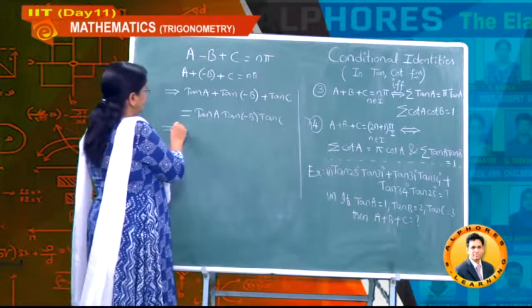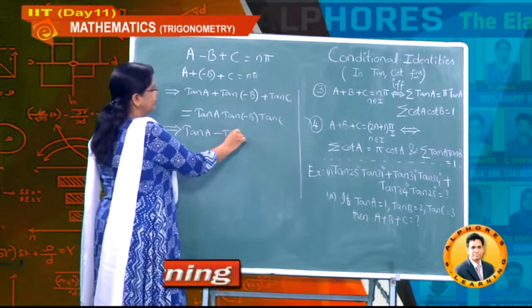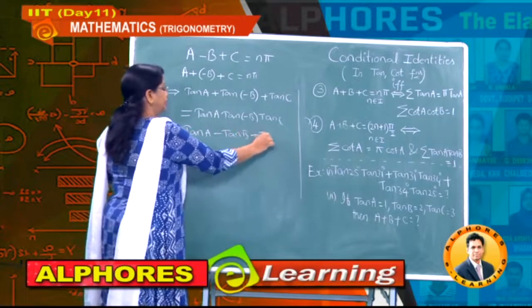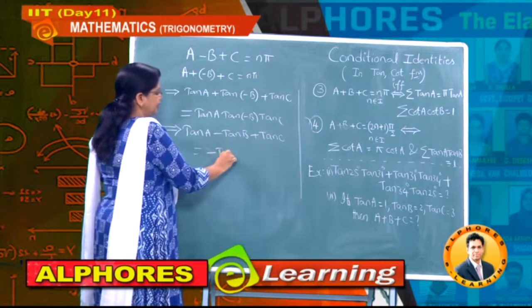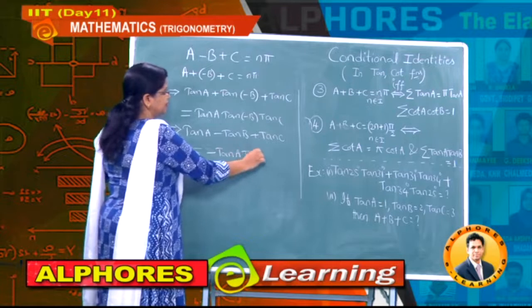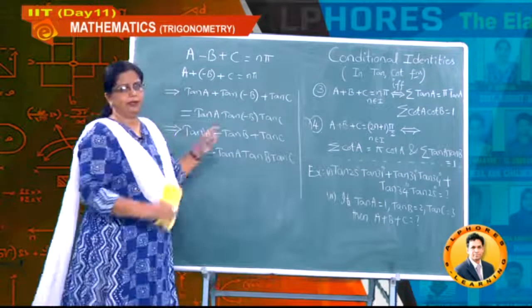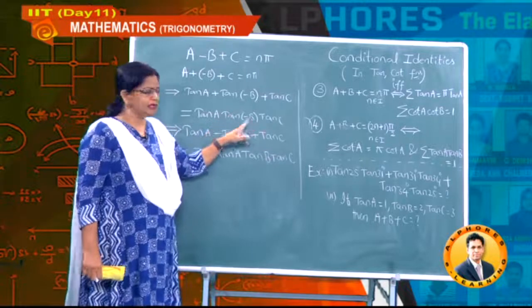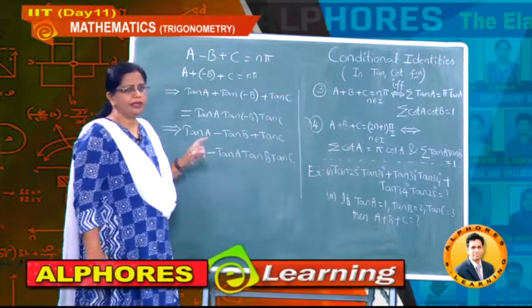Hence finally what is your value? Tan A minus tan B plus tan C equal to minus tan A tan B tan C. How did I get this extra minus value, students? Because we know the formula, tan of minus theta is minus tan theta. Hence you got the extra minus.